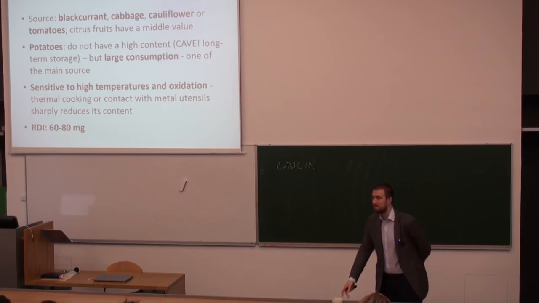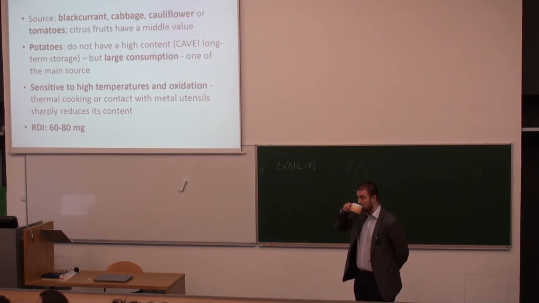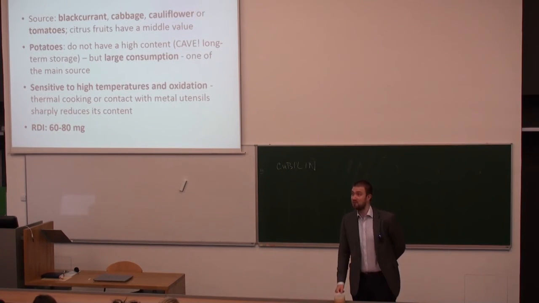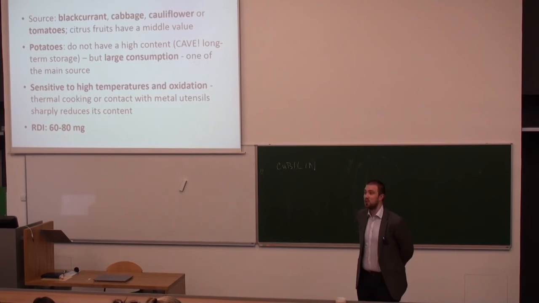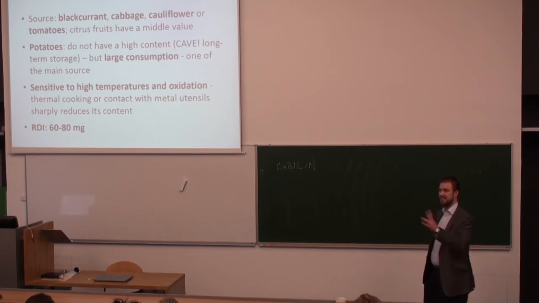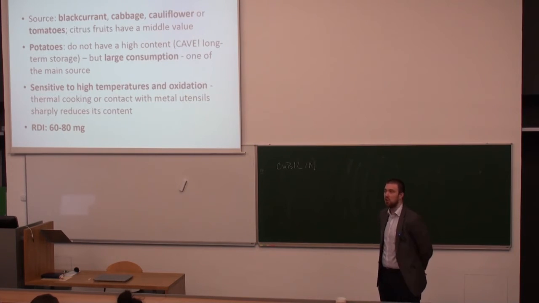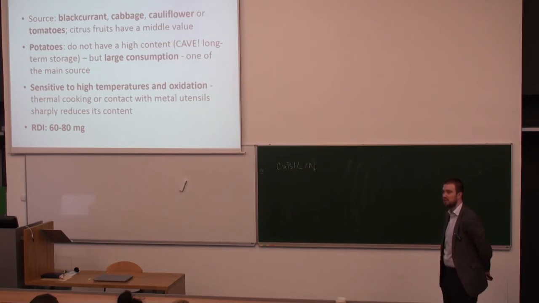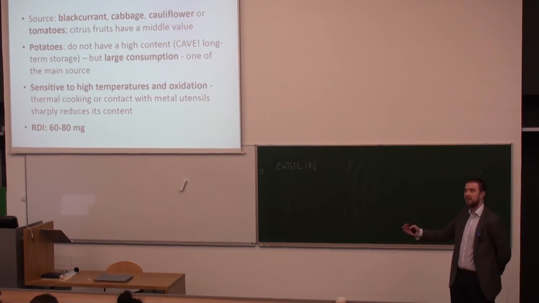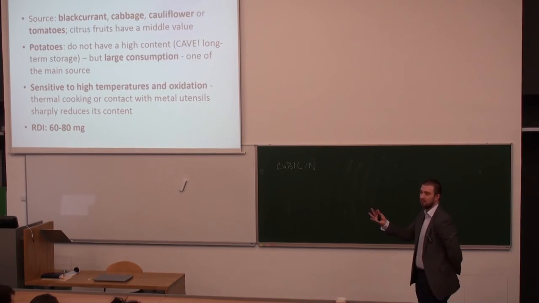When you say high temperature, how high do you mean? The higher the worse. Since it's working as a redox system, everything that causes high temperature will also influence this redox system. So if you boil it at 200 degrees, the level really decreases. But it depends on the temperature and the length of the cooking.